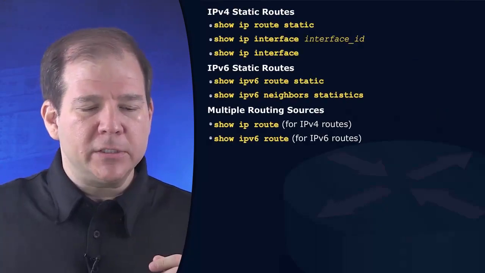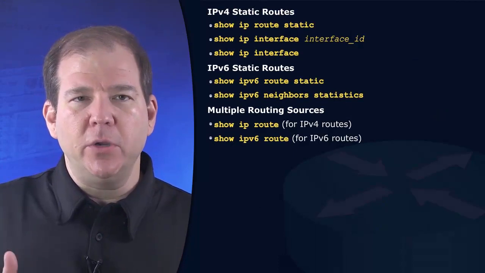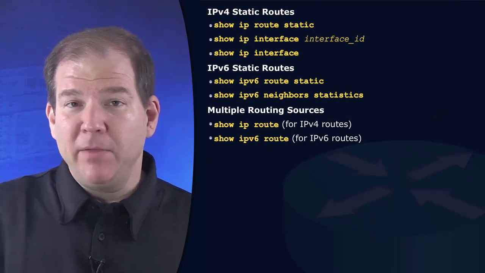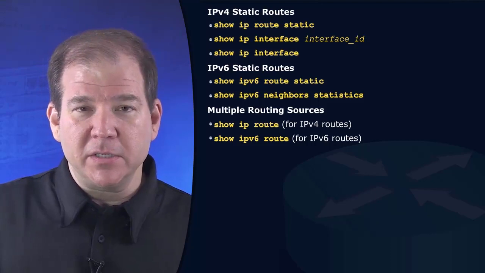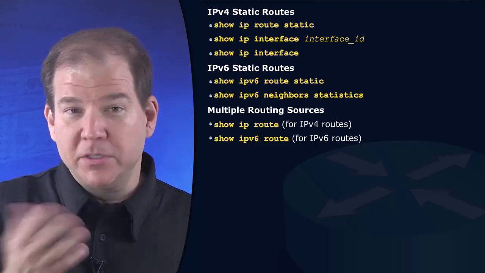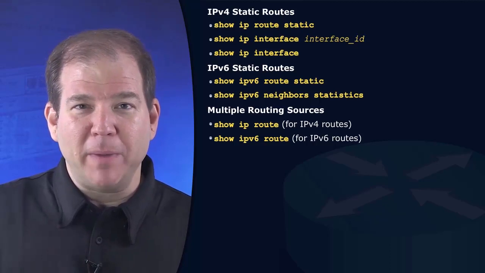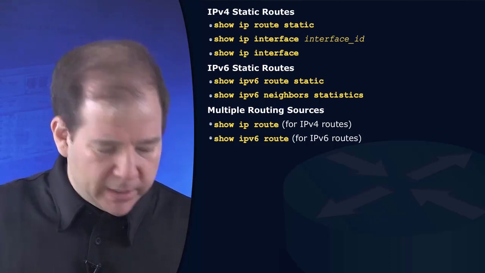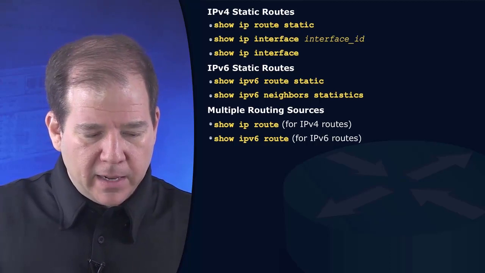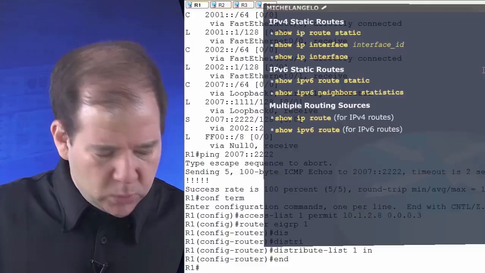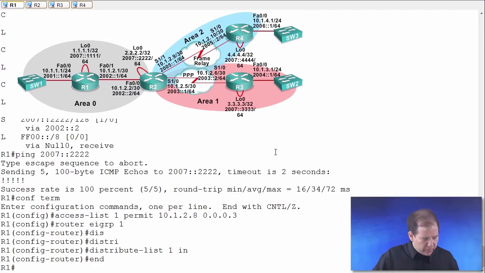Next, let's take a look at some show commands we could use to do our troubleshooting of IP version 4 and IP version 6 static routes. And also how we look at our routing table and see what administrative distances are being used by different routing sources. We've already taken a look at some of these out in the live interface, but let's go out to the live interface once again and review a few of these.